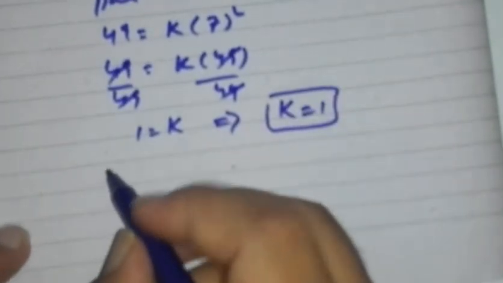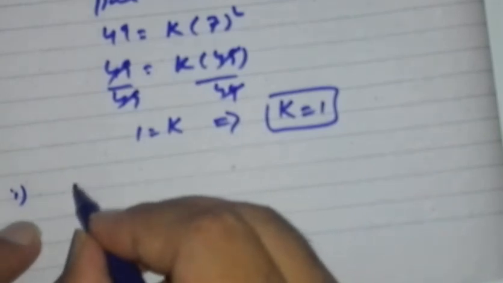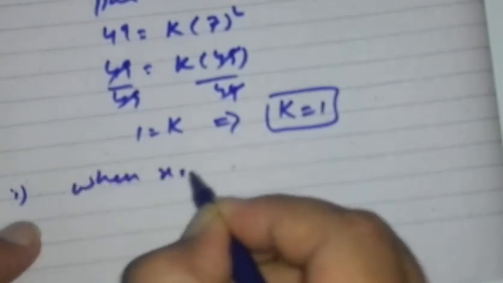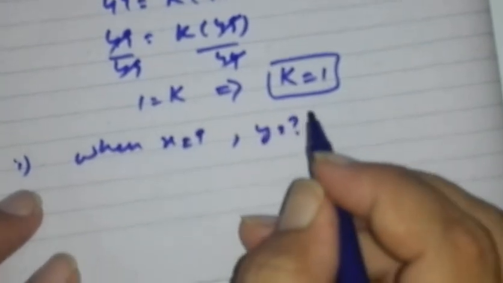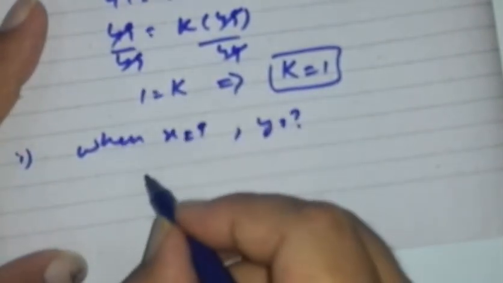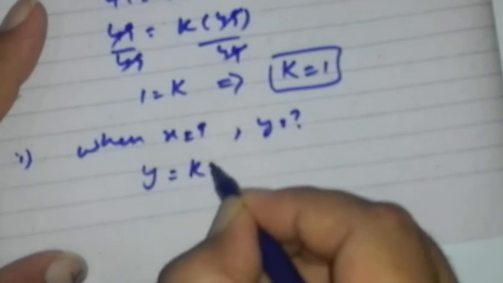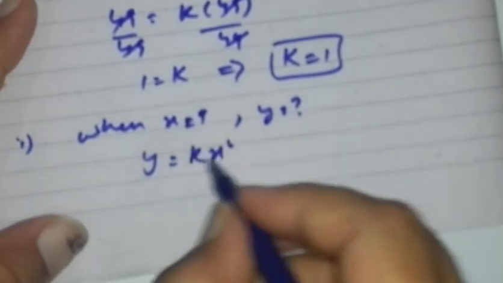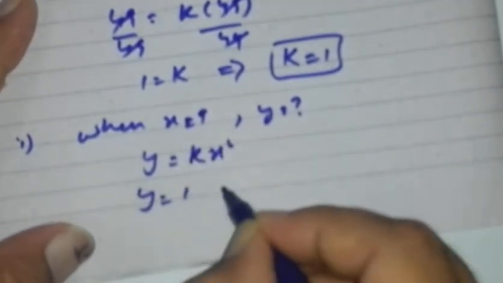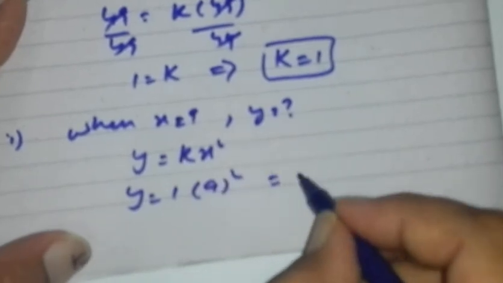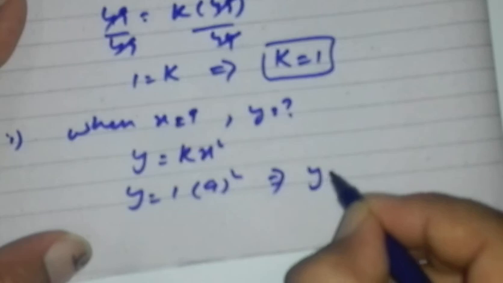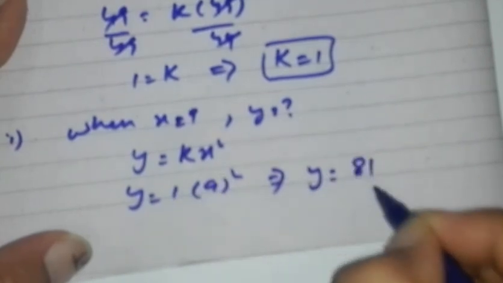Now the first part of this question: when x equals 9, y equals what? So write the equation y equals kx square. Put here the k value 1 and the x value 9. So we get y equals 9 9s are 81.